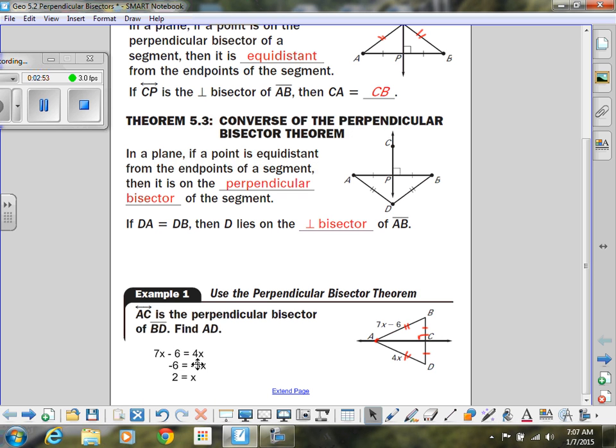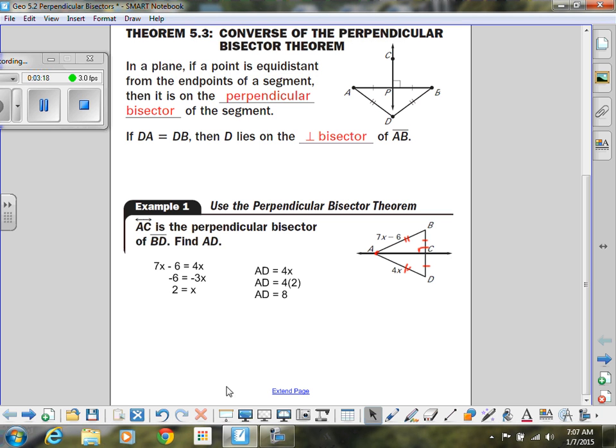So if I solve that, I'm going to subtract the 7x over here with the 4x. That gives me negative 3x. And then I'm going to divide by that negative 3. So I get x equals 2. Now notice that they wanted us to find AD. So AD goes all the way from here to here. So that's a distance of 4x. So I need to fill that in. So AD is 4x. I'm going to plug in 2 for x. So that gives me that AD is equal to 8.